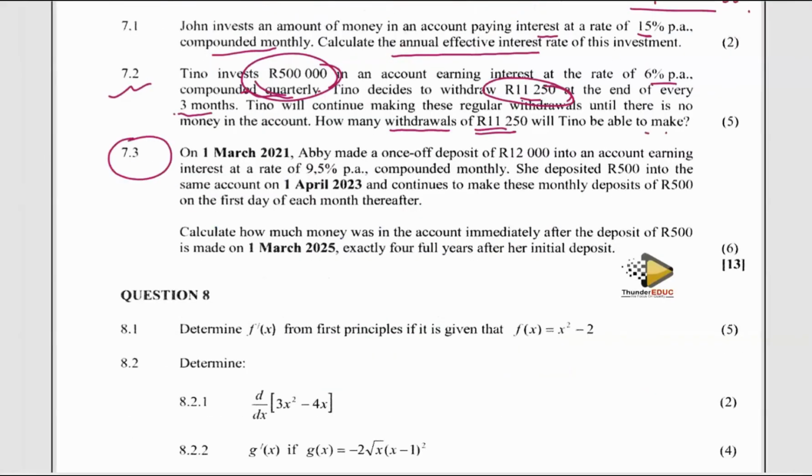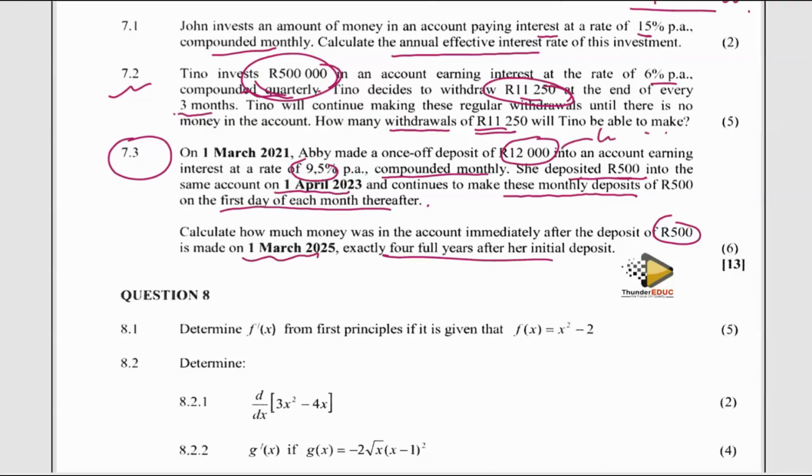Then 7.3, on the 1st of March 2021, AB made a once-off deposit of 12,000 into an account that is earning interest rate of 9.5% compounded monthly. Then she goes on to deposit 500 rands into the same account on the 1st of April 2023, and continues to make such monthly payments thereafter. Calculate how much money was in the account immediately after the deposit of 500 was made on the 1st of March, exactly 4 years later.